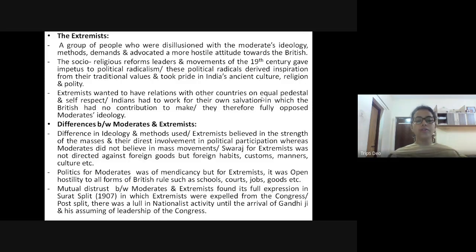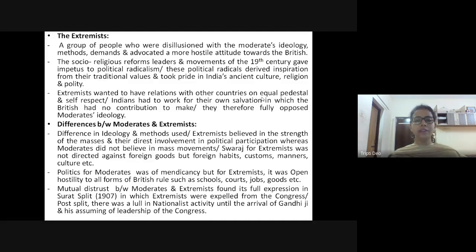The social religious reform leaders and movements of the 19th century gave impetus to political radicalism. These political radicals derived inspiration from their traditional values and took pride in India's culture, religion and polity. So extremists were a very, very radical, politically radical form of group. They believed in their own traditions, in the Indian traditional values. They took pride in India's culture. And with that kind of confidence, they wanted to fight the British.